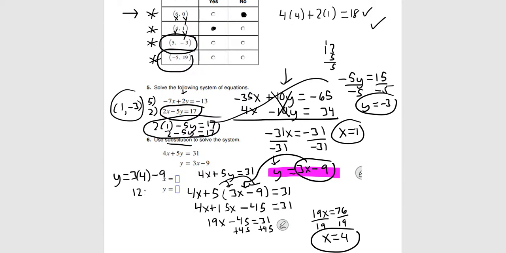3 times 4 is 12. 12 minus 9 is 3. So the solution to this system is 4, 3.